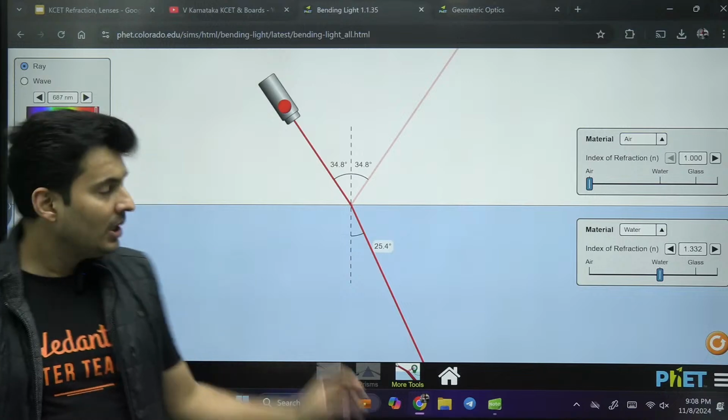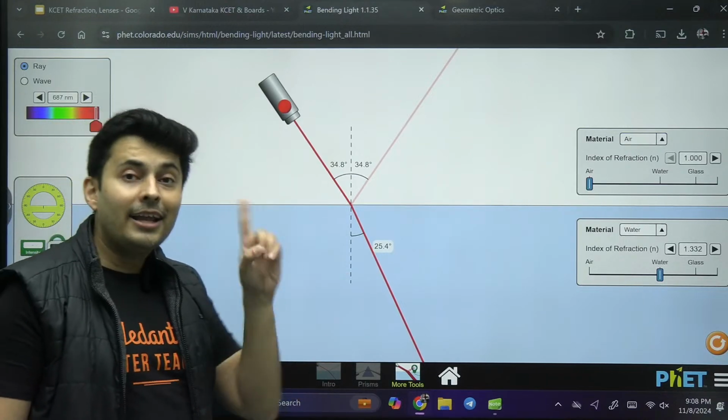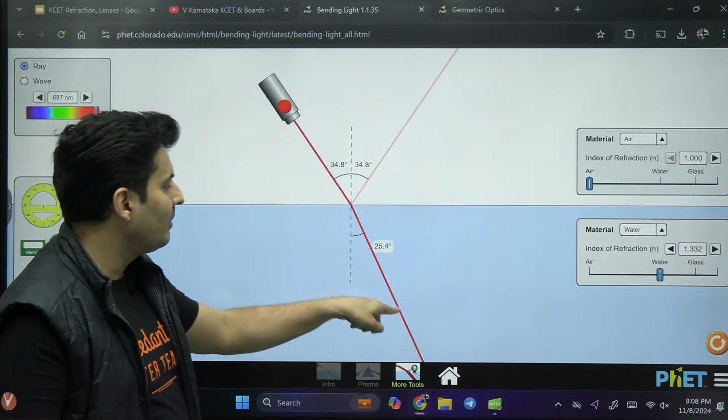Correct? Very good. Also, second point, what did I say? The color will not change. Can you see red remains red?